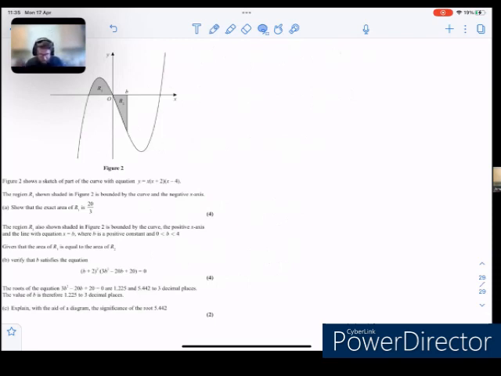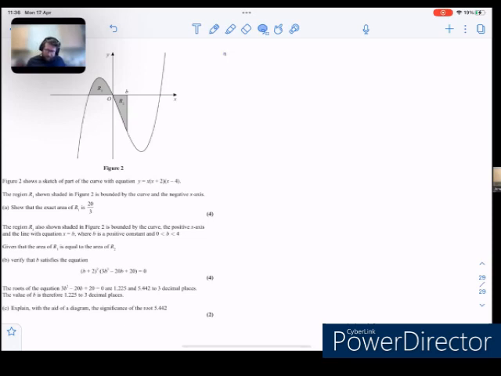Another final question now. Each part you'll see is quite straightforward, but there's a lot of comprehension needed here. So let's take a look. The region R1 shown is bounded by the curve and the negative x-axis. Show that the exact area of R1 is 20 over 3.